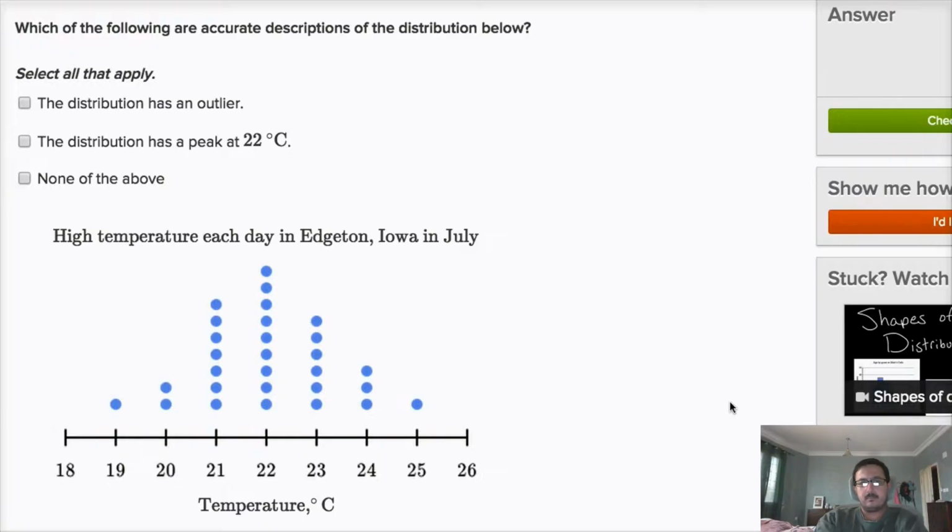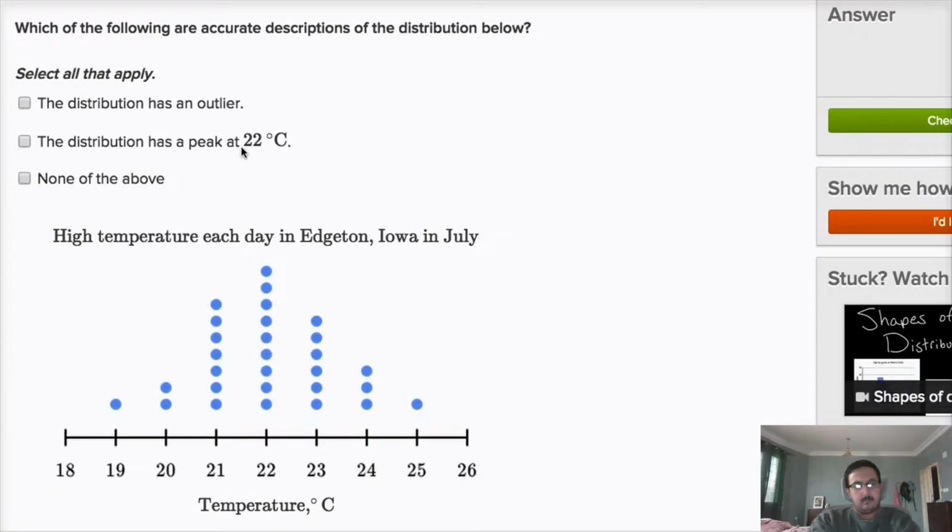If I had a data point that was out here, then yeah, I would say that was an outlier to the right, or a positive outlier. If I had a data point way to the left off the screen over here, maybe that would be an outlier, but I don't really see any obvious outliers. All of the data, it's pretty clustered together. So I would not say that the distribution has an outlier.